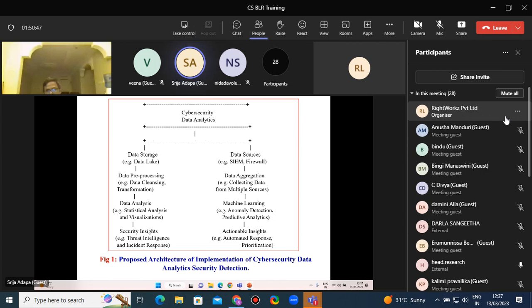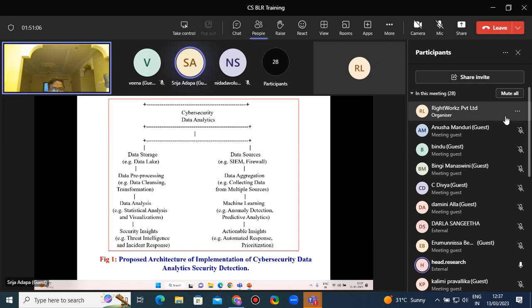And then the data sources we used are SIEM and 451. A data source in cybersecurity refers to any system, application, device, or component that collects a large amount of data related to security events or incidents.